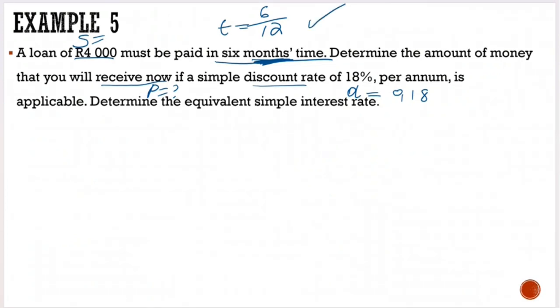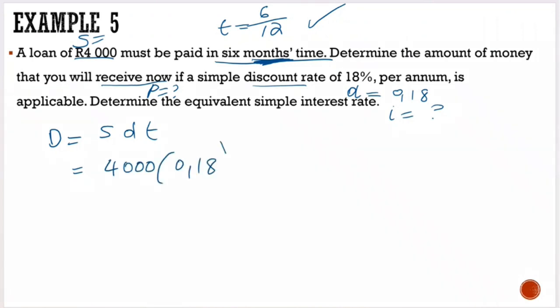So you have to get your P and then determine the equivalent. You also need to calculate your I. So you've got two things that you need to calculate here. Same thing, you take your formula and say, I'm going to calculate my D first. So my D is equal to Sdt. My S is equal to 4,000, my d is 0.18, and my t, I've converted it into an annual period. This is 6/12.